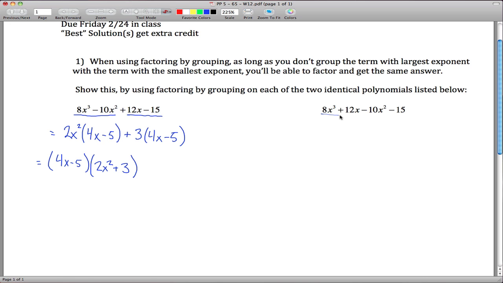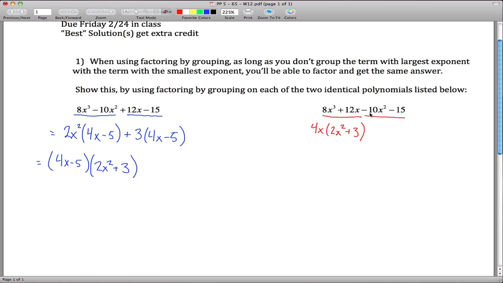We'll do that exact same thing over here. Maybe I'll change colors. Now the first group is this one, and the second group is this one. So from this first group, I can factor out 4x, I think, is the greatest common factor, which leaves me with 2x squared over here and 3 over here.